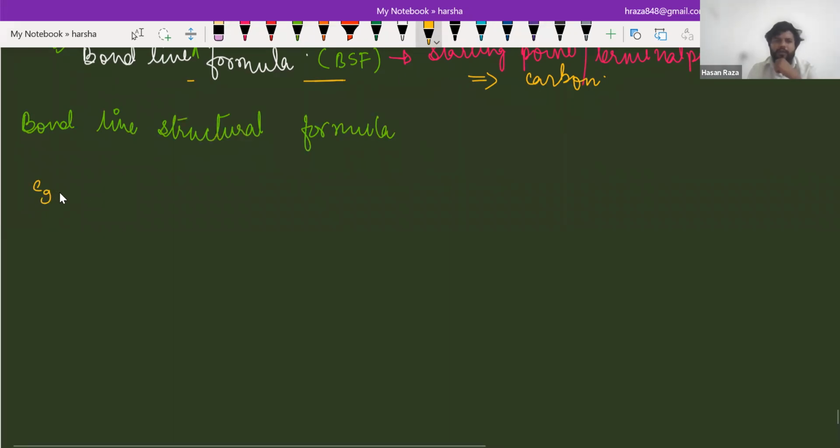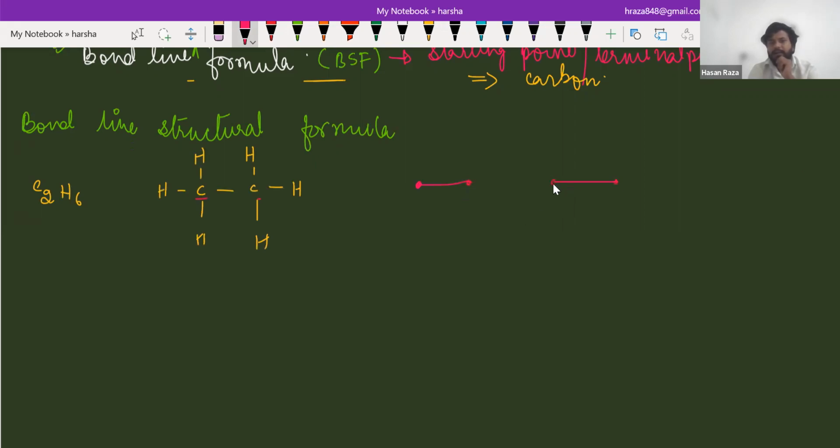If you have C2H6, its complete structural formula will be like this. And if you want to show it in bond line structural formula, it just needs to be like this, because the bond between carbon and carbon is single. That means there is a carbon and there is a carbon, and all others are hydrogen. You don't need to show the hydrogen and carbon. You just need to draw a line, and this single line represents that the bond between carbon and carbon is single.